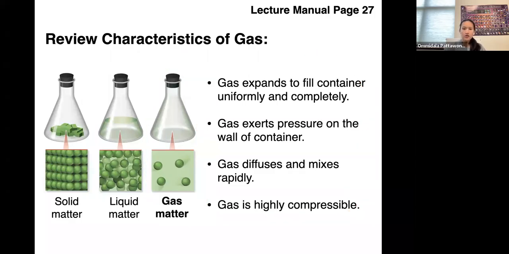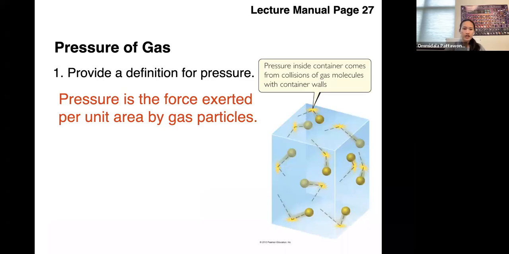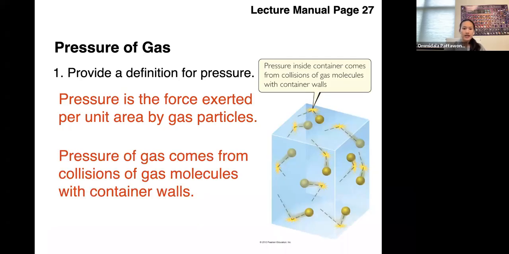So let's take a look at the property of gas, which is pressure. By definition, pressure is the force exerted per unit area by gas particles. If you have gas molecules that collide with the wall of the container, that collision of gas molecules is going to cause the pressure, or the force that is exerted on the area of the container.